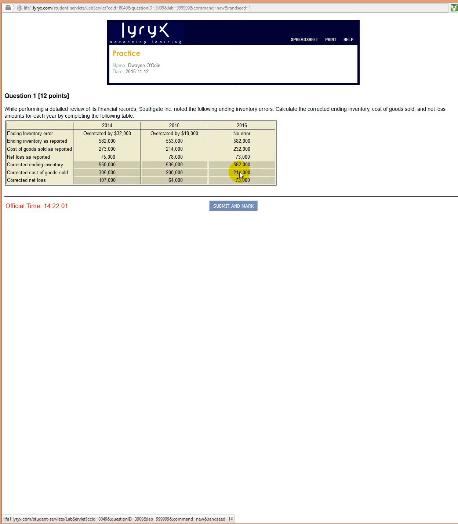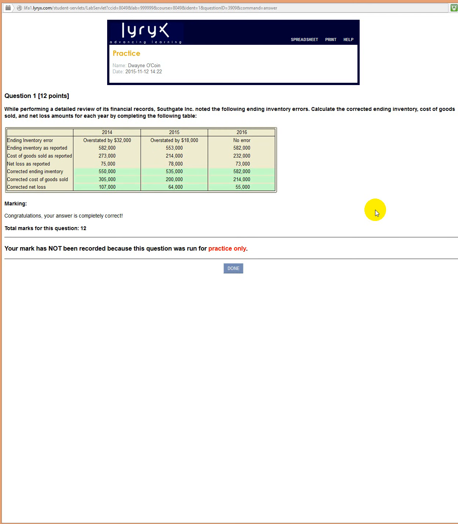Once again, whatever we do to the cost of goods sold expense, we're decreasing the expense by 18,000. That will decrease the amount of the net loss. So subtract 18,000 from there as well. And that should take care of it. So let's see what Dirks thought. Dirks agrees. We're done.